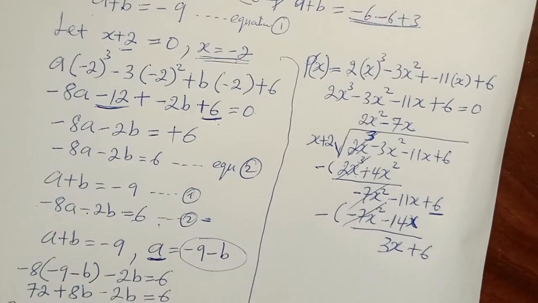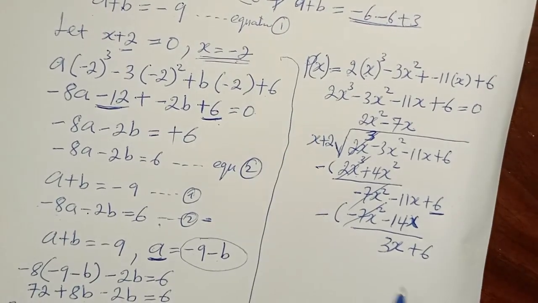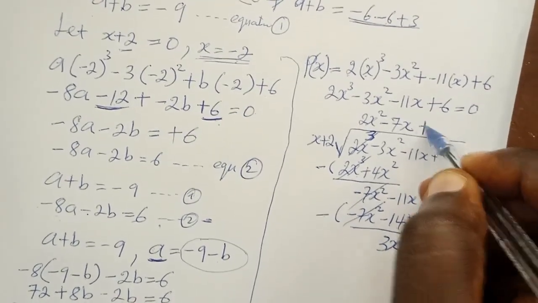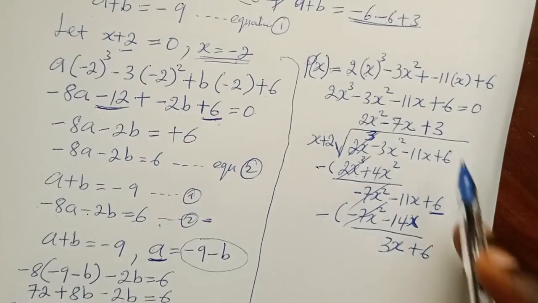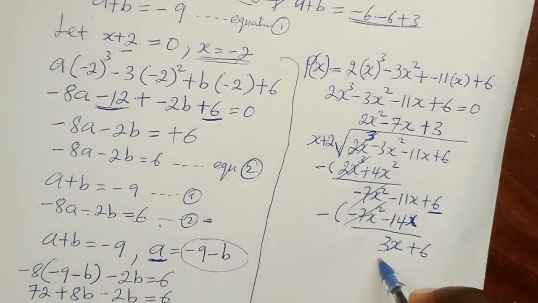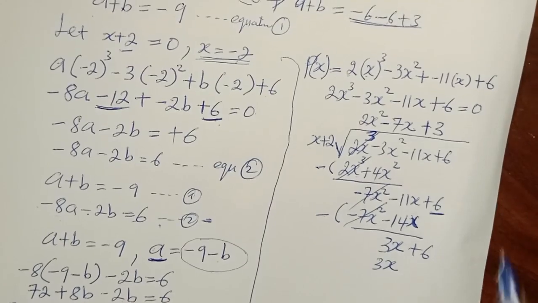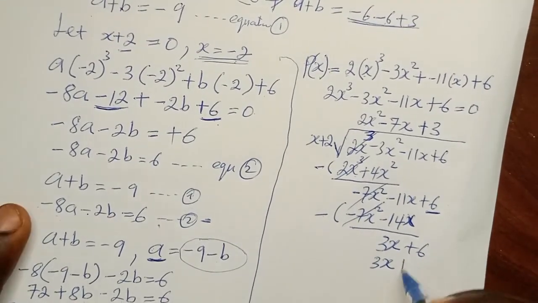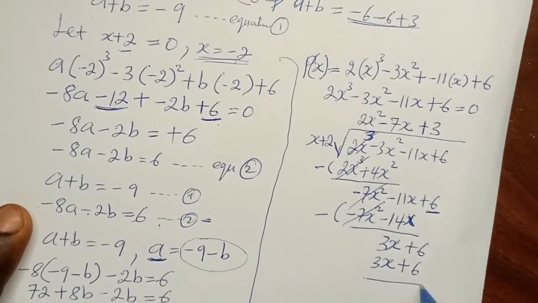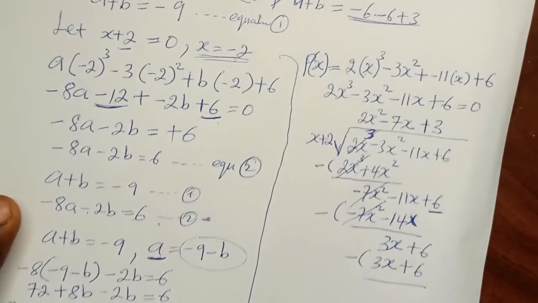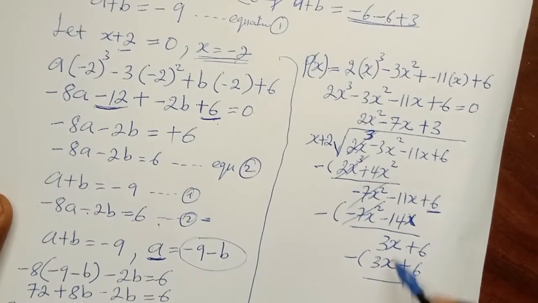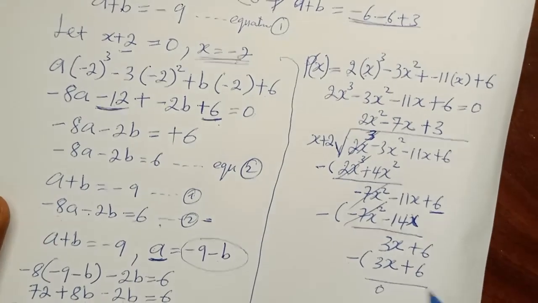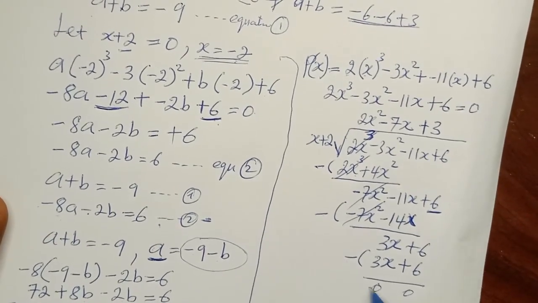Now we have 3x plus 6. It can still divide, there is still x here. So 3x divided by x gives us plus 3. 3 times x gives us 3x, and 3 times 2 gives us plus 6. Now we need to take away. 3x minus 3x cancels, it is 0. 6 minus 6 cancels off, it is 0. So we have 0 and 0.